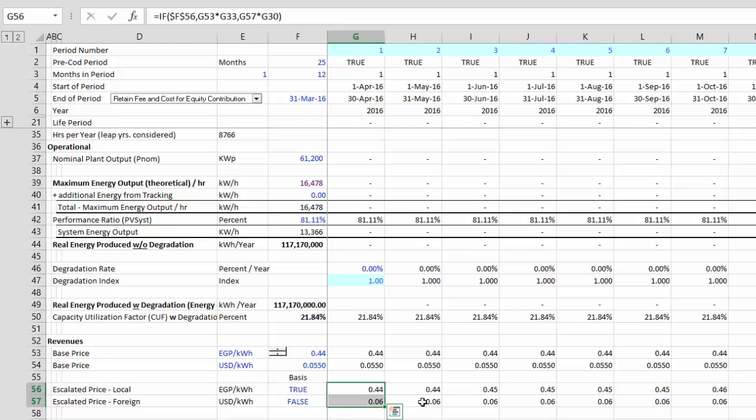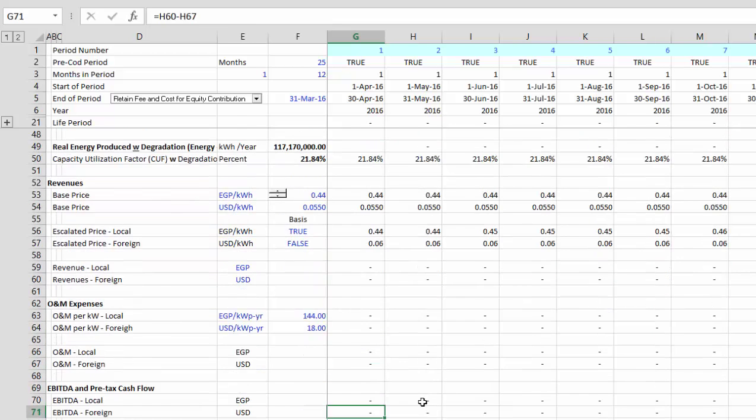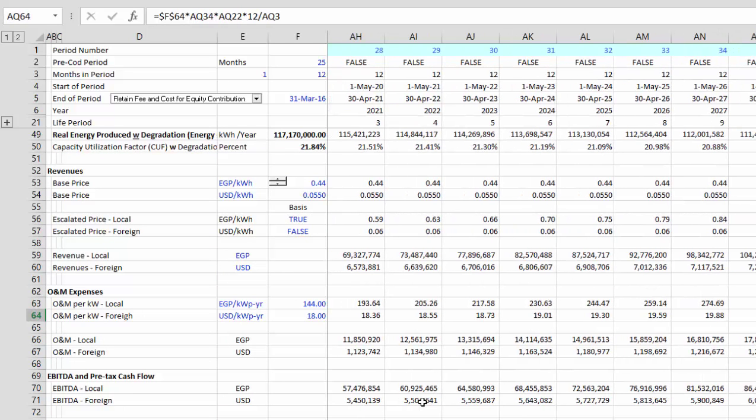So now we have the capability to do this kind of in either currency. Once you get the price right, then the revenues, whether it's local or foreign, are the total yield. This is a solar project, remember, times our already adjusted price. Now we have our O&M expenses that we said here we put them in terms of per kilowatt per year.